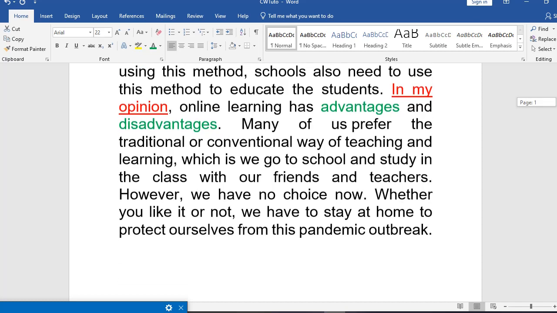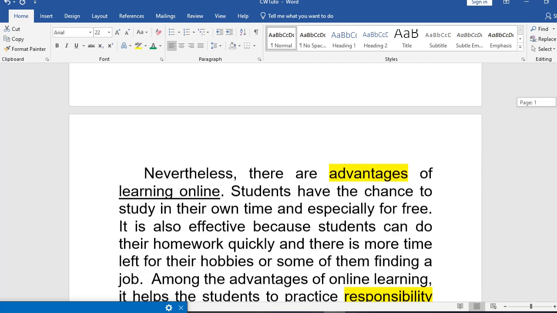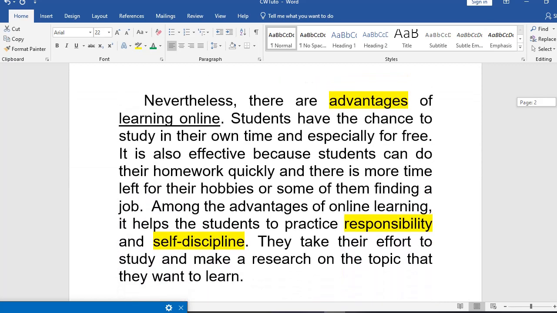Okay, now body 2. Talk about the advantages. Nevertheless, there are advantages of learning online. Students have the chance to study in their own time and especially for free. It is also effective because students can do their homework quickly and there is more time left for their hobbies or, for some of them, finding a job. Among the advantages of online learning, it helps students to practice responsibility and self-discipline.